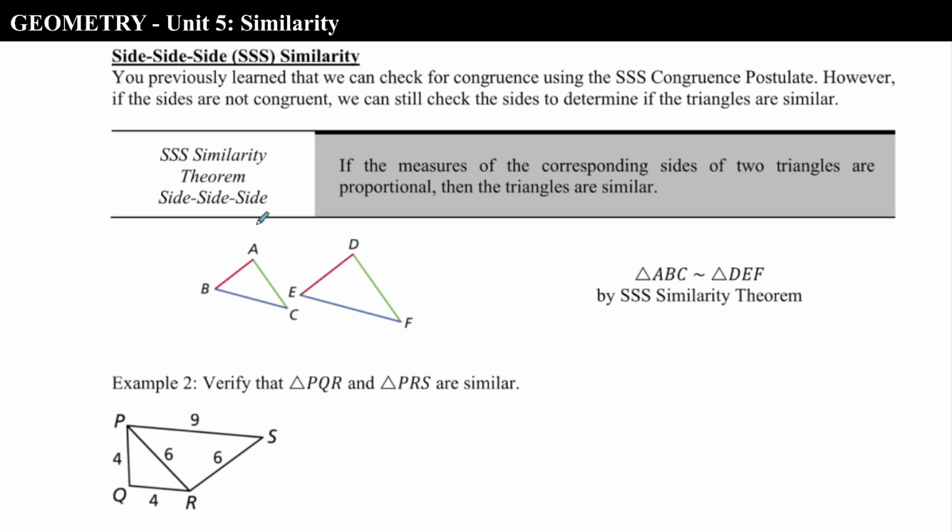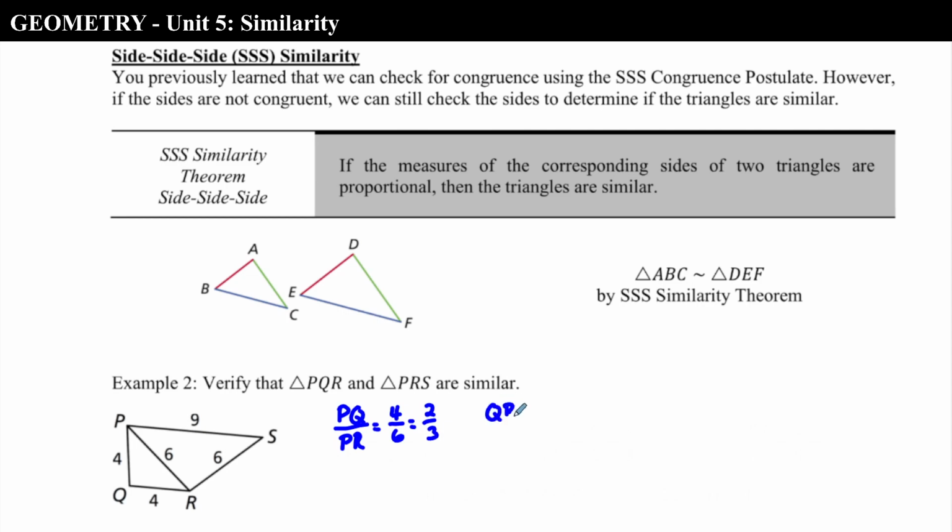So here in this example, ABC is similar to DEF by side-side-side similarity. So we're going to show an example of this one. We're going to verify that PQR and PRS are similar. So we are going to compare our sides. So you've got PQ over PR. So we are basically comparing our shortest side to our shortest side here, okay? Which is going to be 4 to 6, which is 2/3.